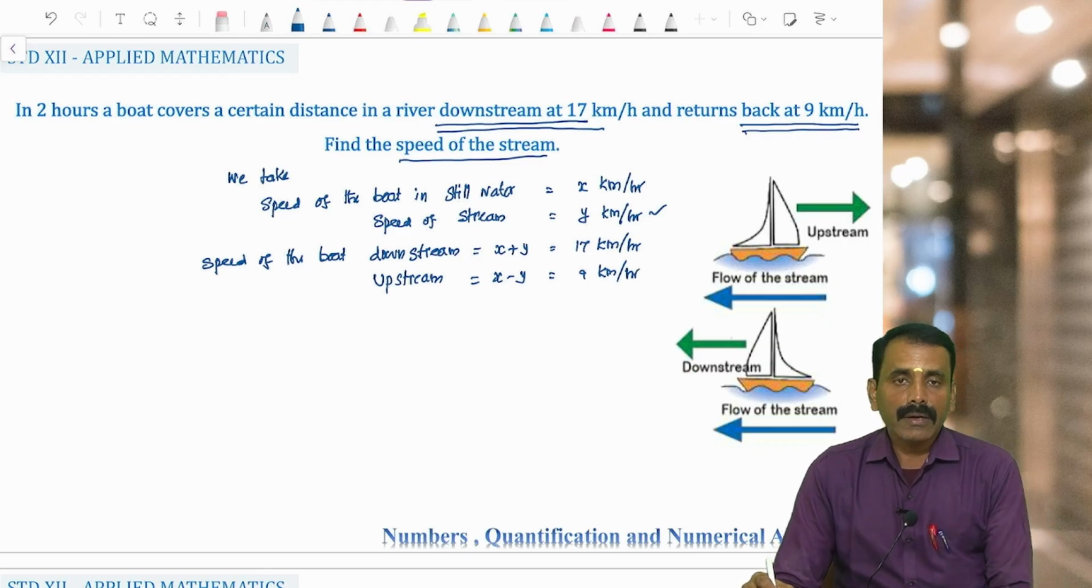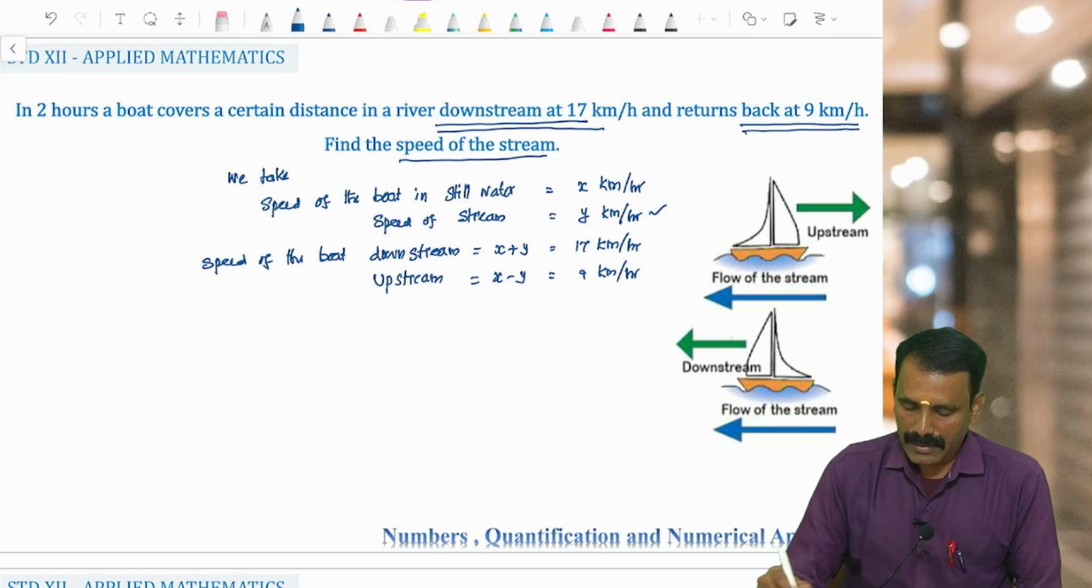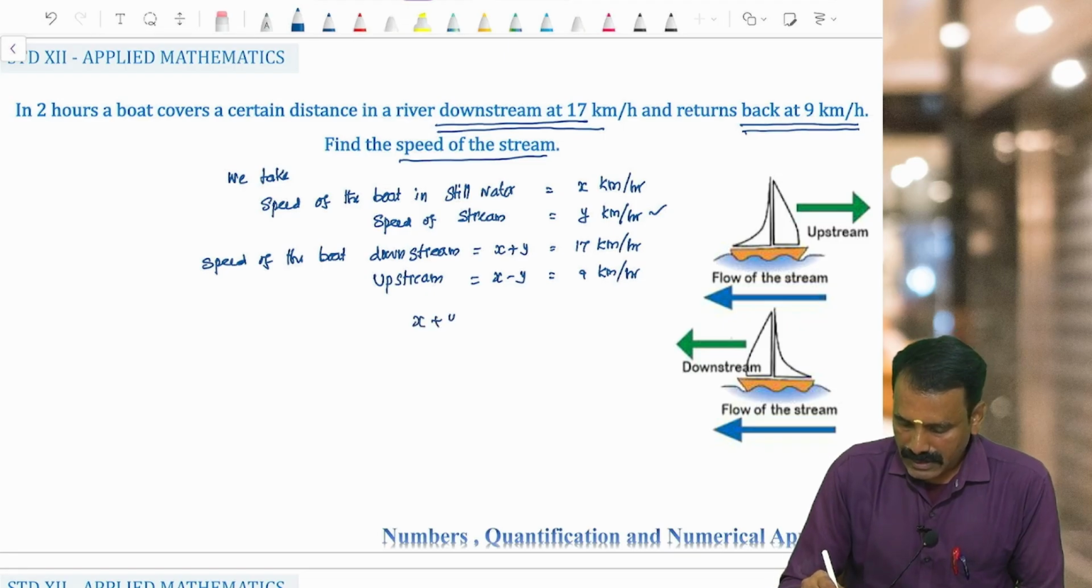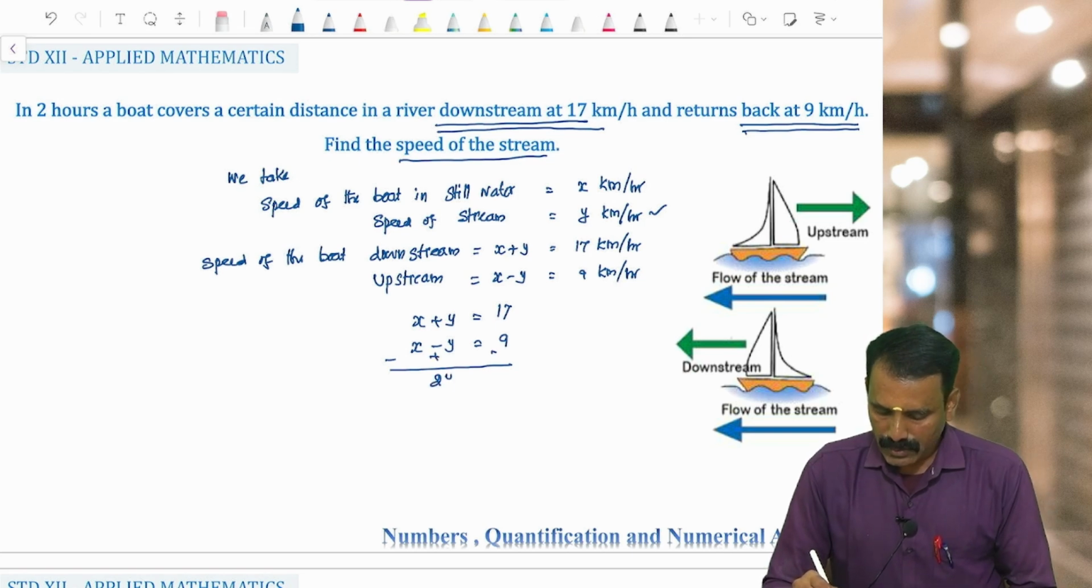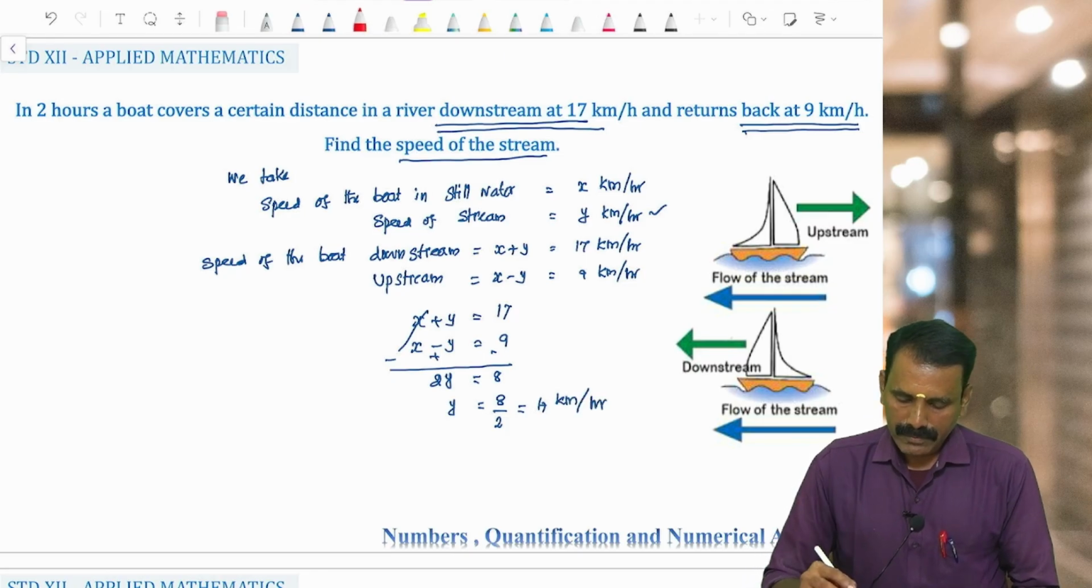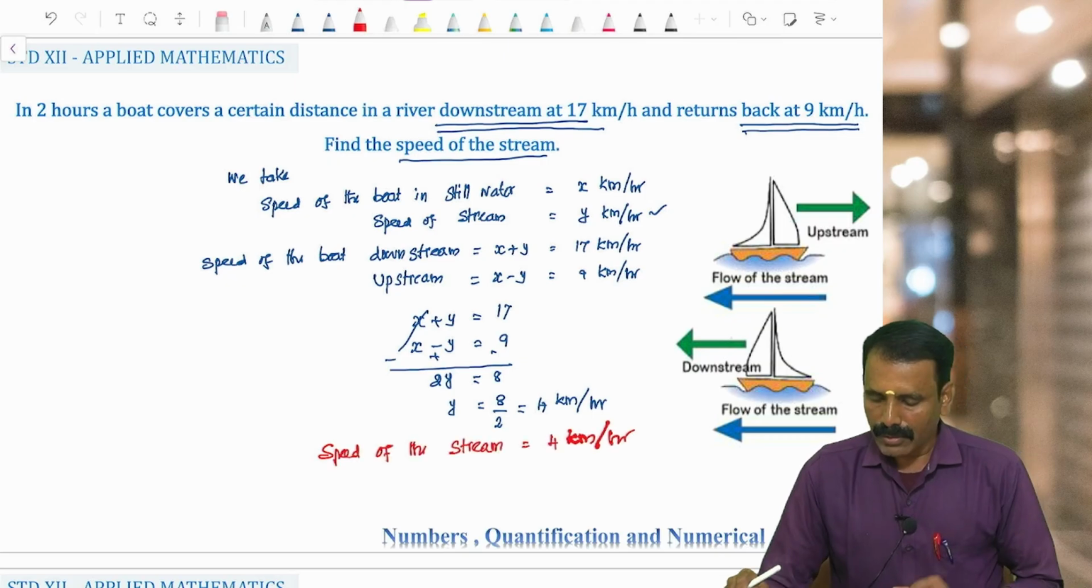And we are going to concentrate only on the speed of the stream. So we take the equations. X plus y is equal to 17. X minus y is equal to 9. We subtract. Sign change. So y plus y is 2y. Here the x term gets cancelled. 17 minus 9 is going to be 8. So y is equal to 8 by 2, which is nothing but 4 kilometers per hour. So we conclude, speed of the stream is 4 kilometers per hour.